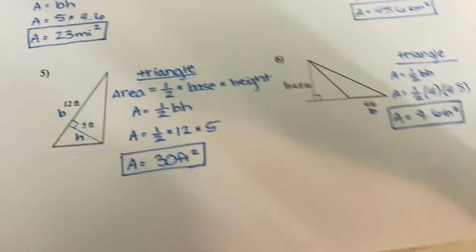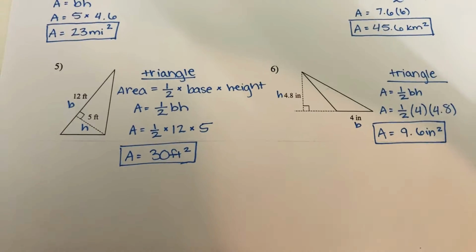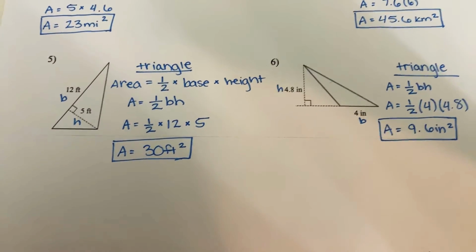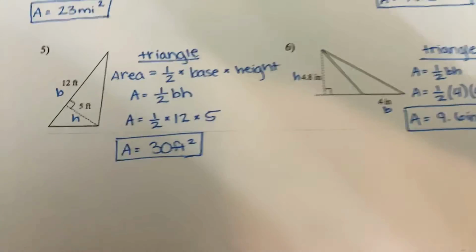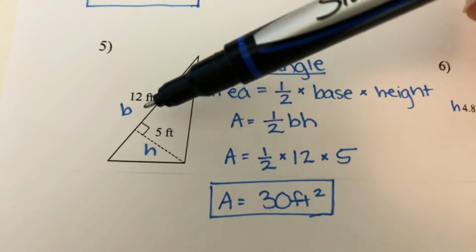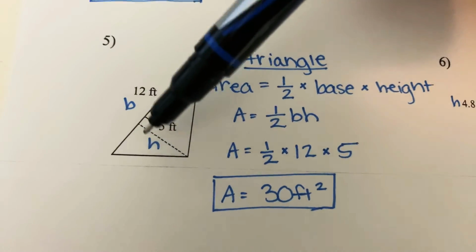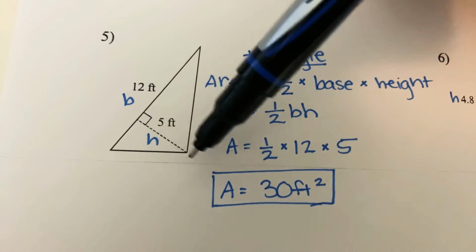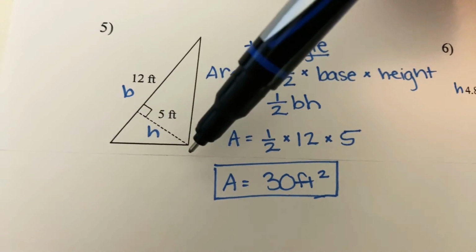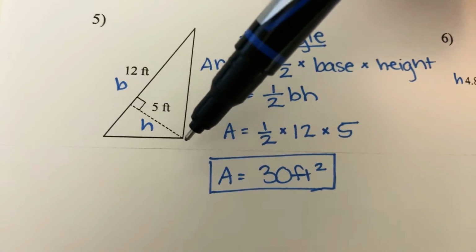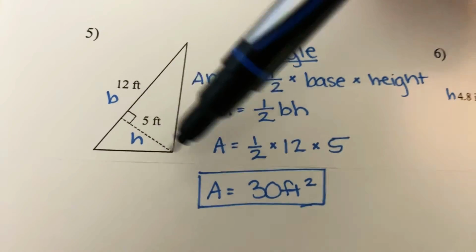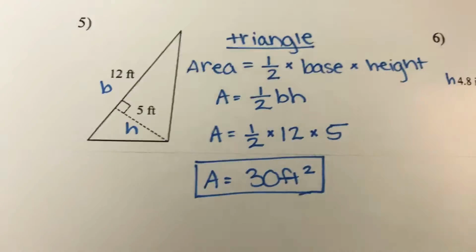Now, I have 2 examples of triangles here, and the difference is where the height is located. So if you notice in this triangle, this is my base, and my height is the perpendicular distance here, right? It went from the base to the opposite vertex, right? And that was inside the triangle, and it was 5 feet, and so that was the height.